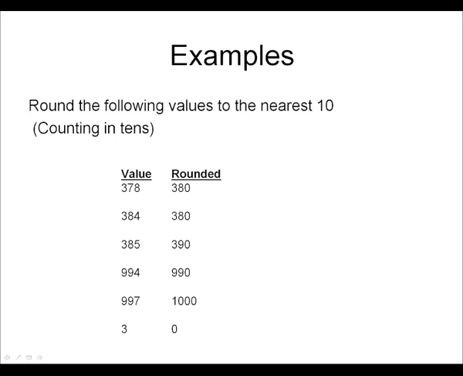As soon as that 4 changed to a 5, after the digit we're interested in, so we had 384, 385, as soon as we got a 5 there, we switched from calling it 380 and we rounded to 390. Again, 994 will give us 990. A little small item, when we had 997, we rounded to the next 10, which is 1,000. When we had the number 3, we rounded to the nearest 10, which is 0. So you can get 0 as an answer as well. It doesn't have to go to the next 10.